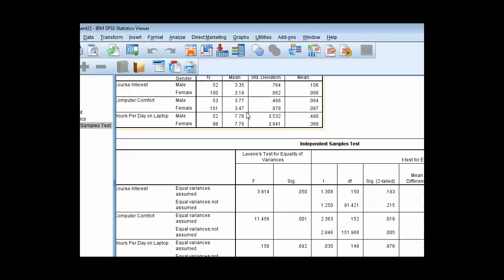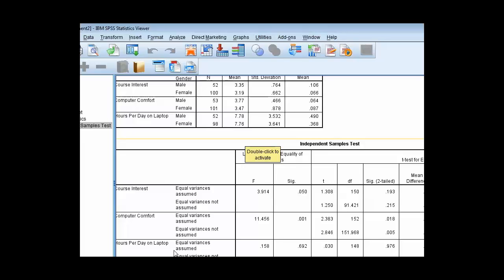Well, let's take a look over here with males at 3.7 and females at 3.5, if I round off. So in this scale, we can assume that males are more comfortable with computers than females. This is the group that we looked at, are significantly more comfortable.